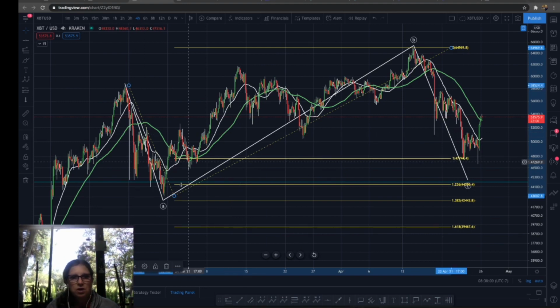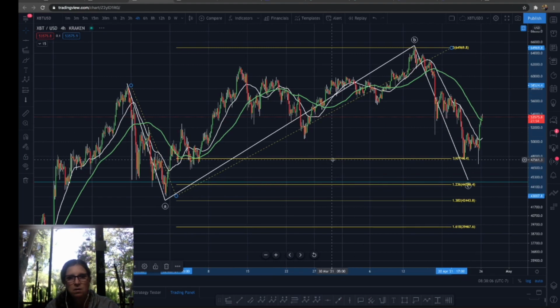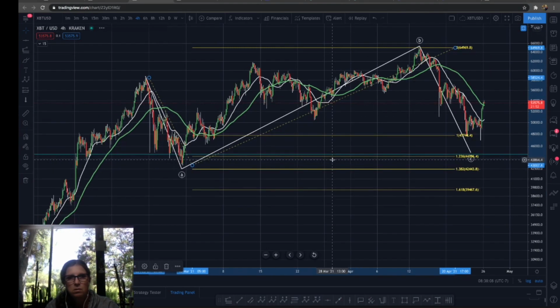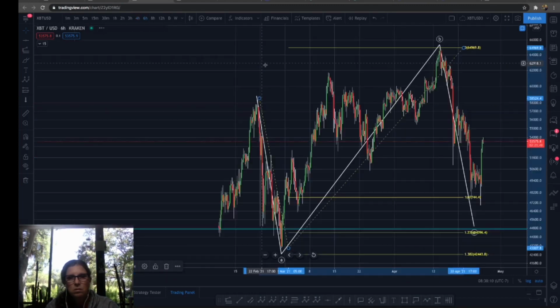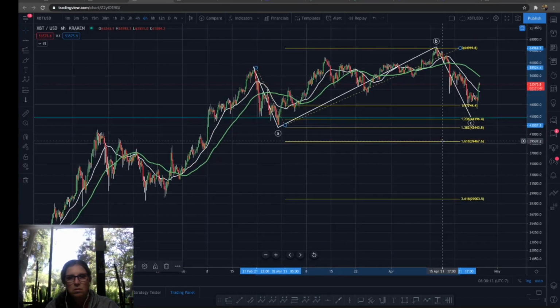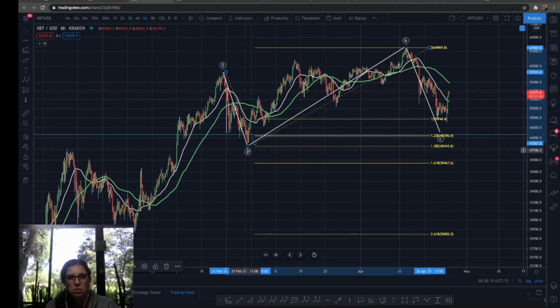I see this correction as an A, a B, and a C, or a WXY. It doesn't much matter right now. The labeling isn't that important. What's important is we were able to protect this low and create a higher low here so far.